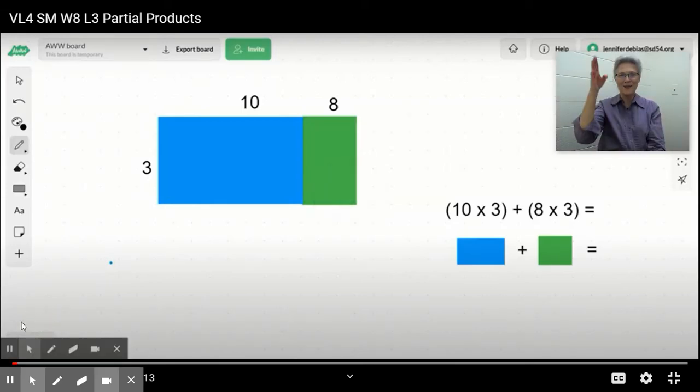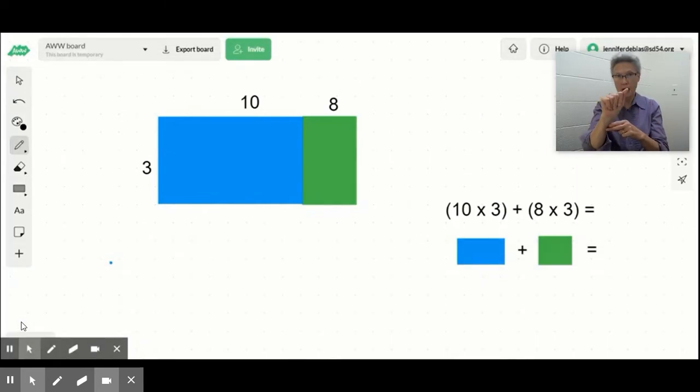Hello. Today we're going to take a look at how we can use the area model and partial products to help us multiply larger numbers. Last year we spent a lot of time on area models and partial products. This strategy helps us because we can break apart numbers so that they're easier to multiply and solve.